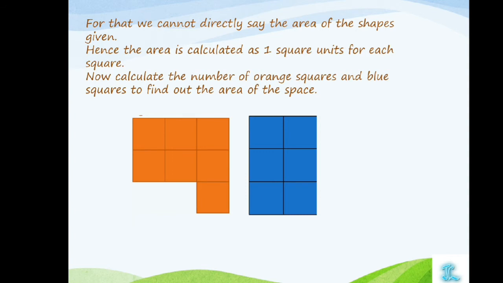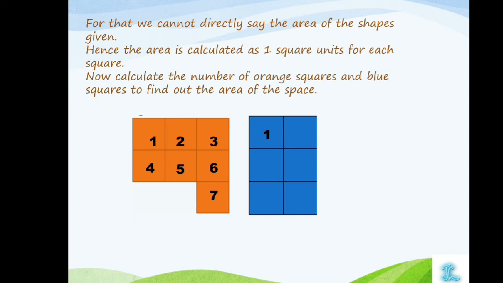Now calculate the number of orange squares and the blue squares to find out the area of the space. To find this, first we have to calculate how many orange squares there are, and for the blue one we have to find out how many blue squares there are. For example, now let's count: 1, 2, 3, 4, 5, 6, 7. So the area for the orange space is 7 square units.